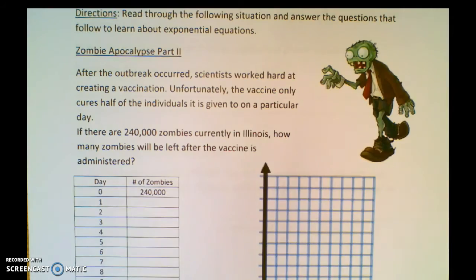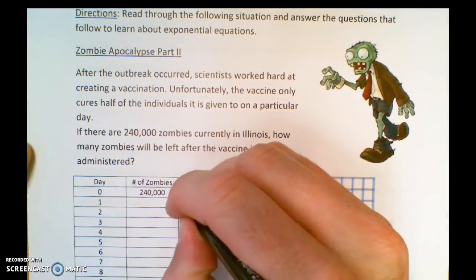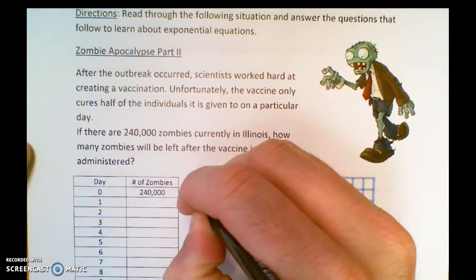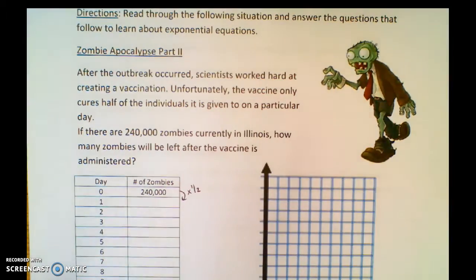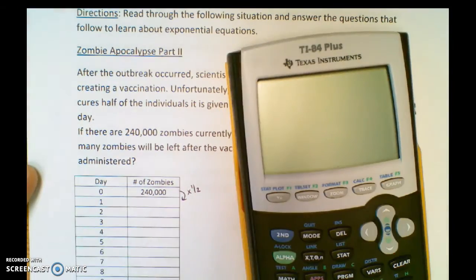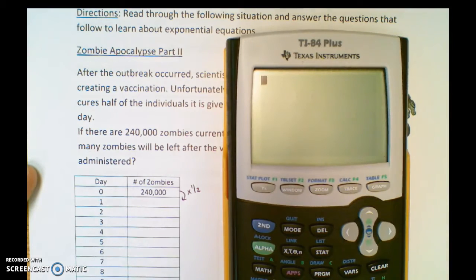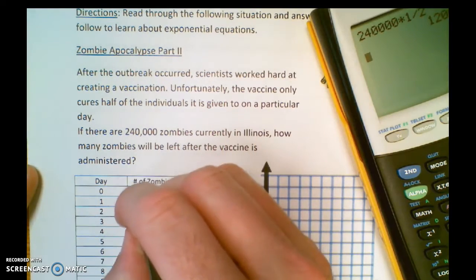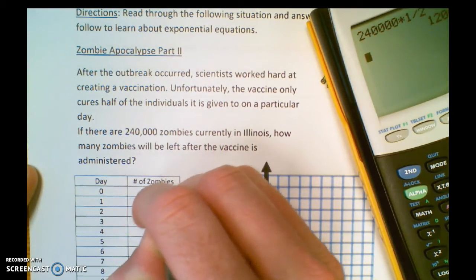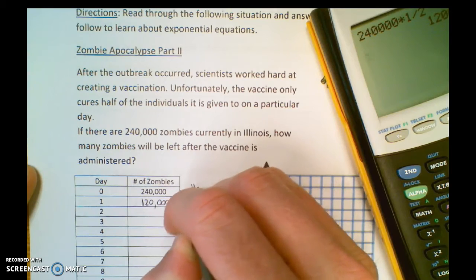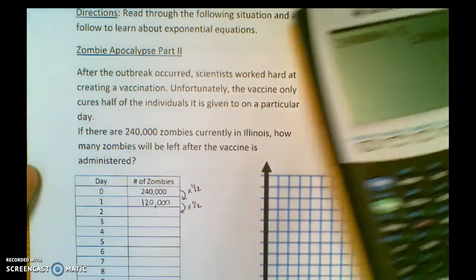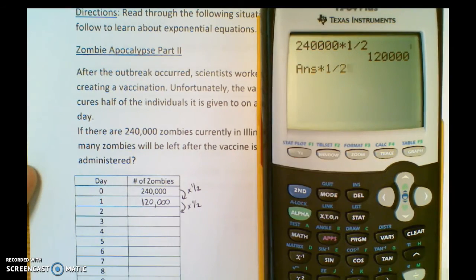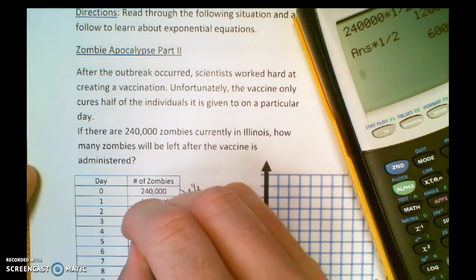So this time what we're going to be multiplying by is a half. So you can do it as 0.5 or 1/2. So I'm going to take 240,000 times a half. So that gets me down to 120,000. The next day, they administer it again, and only half of the people get cured. So we're down to 60,000.